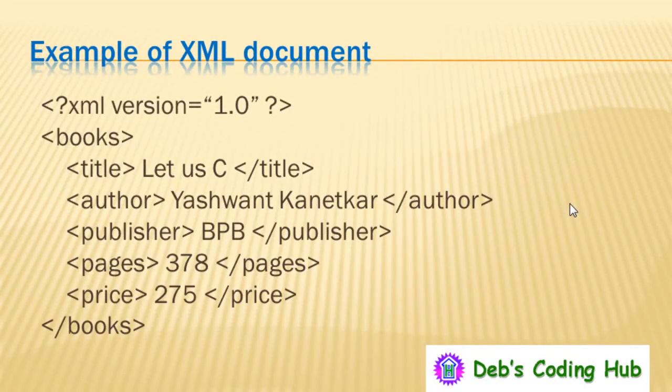This is an example of an XML document. An XML document always starts with a question mark followed by xml, followed by a space, then version="1.0" within double quotes, and a question mark followed by the closing angular bracket. So this line is the most important line and should be the first line in an XML document. This line is called the processing instruction. It tells that whatever we have written under it is an XML file.